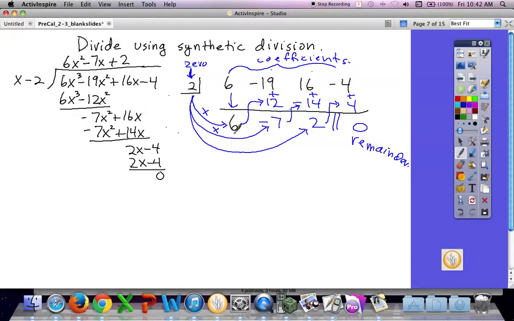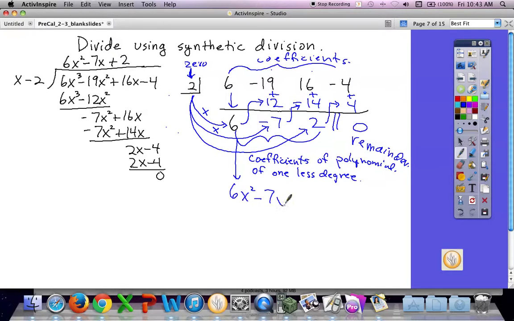Right? So these are the coefficients of a polynomial of 1 less degree. So this is 6x squared minus 7x plus 2. Okay? Yes?